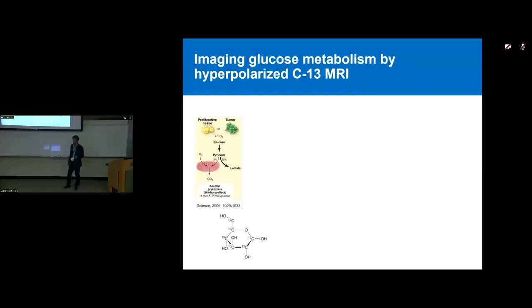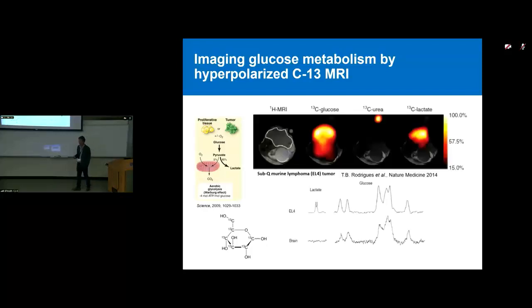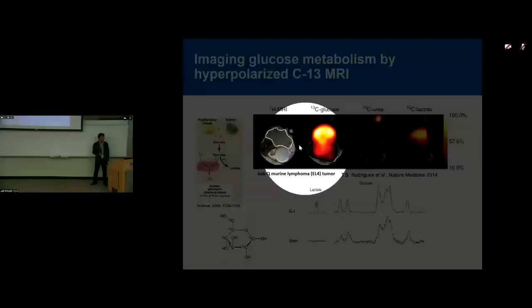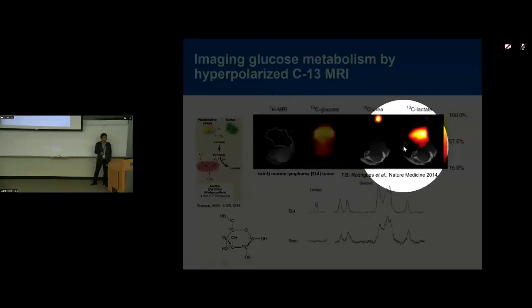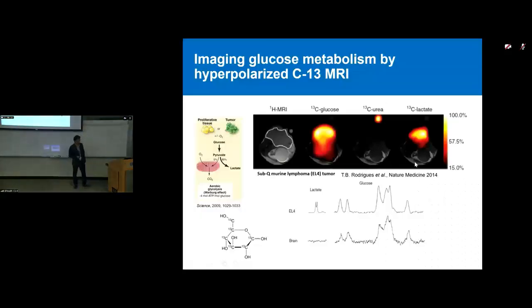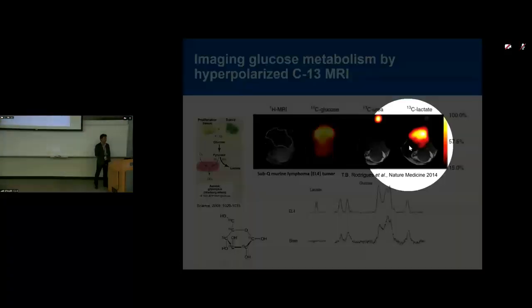So what they had was a carbon-13 labeled, enriched glucose, polarized and injected into tumor-bearing mice. And as you can see here, this is the hot ROI. This is the injected molecules of glucose, and you can see the outline of the tumor. And if you look at the lactate, which is the downstream metabolite of glucose, reflecting glycolysis, you can see that in the tumor it's hyperintense, whereas in other tissue you don't see it.